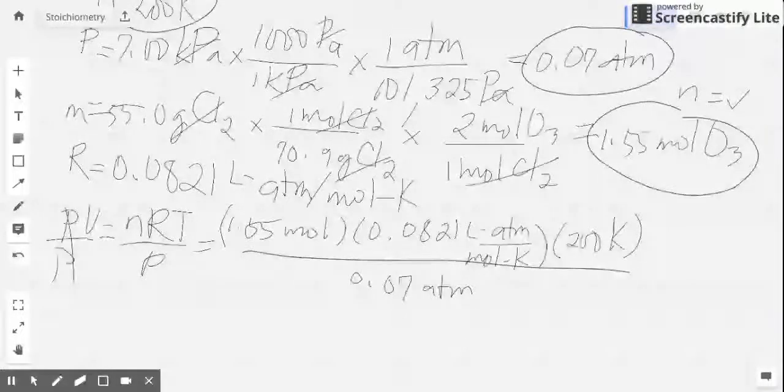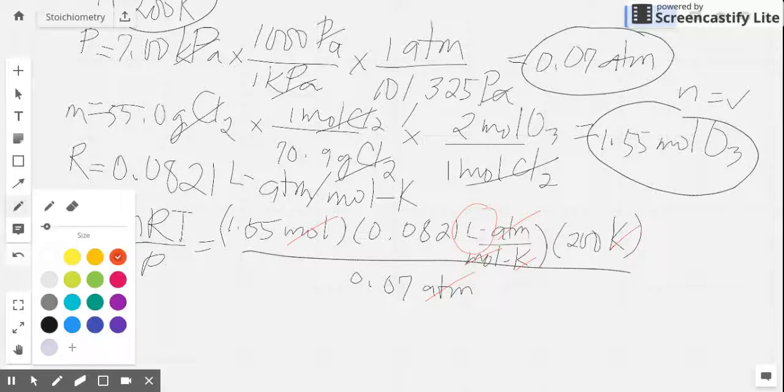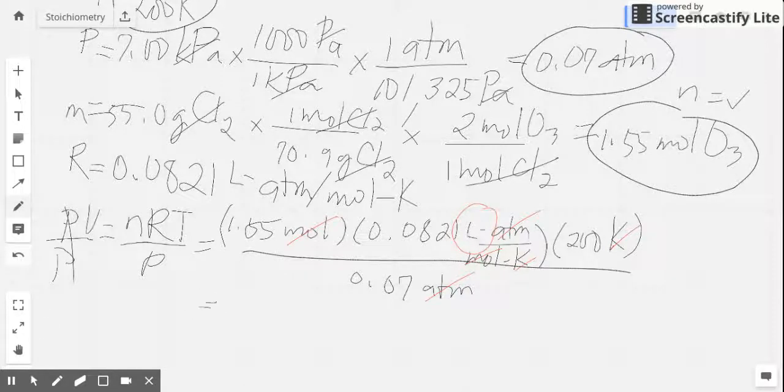But let us analyze first the cancellation of the units. Mole will get cancelled out, Kelvin will get cancelled out, atmosphere will get cancelled out, and so you're left with a unit of liter. So inputting all of that in the calculator, we will get an answer of 36.36 liters. If the problem asks you to express it in cubic meters, for example, that means you have 1,000 liters in 1 cubic meter, so you can just divide that by 1,000.